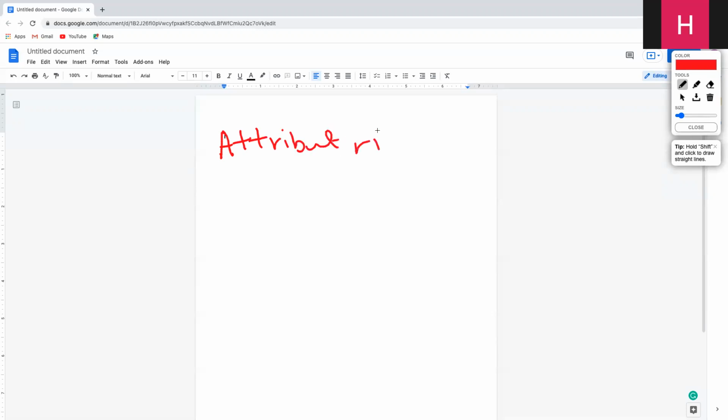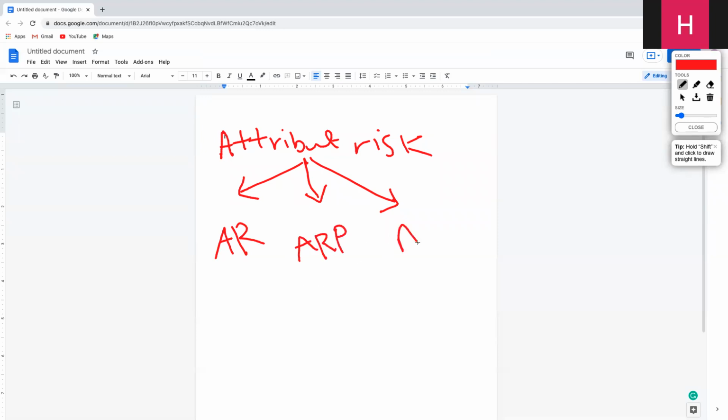Attributable risk: there are 3 ways they can ask you. They can give you the example and tell you what you are going to calculate. So you need the attributable risk, and I can ask you what is the attributable risk, or what is the attributable risk percentage, or what is the attributable risk percentage in the population, which is the population attributable risk percentage.